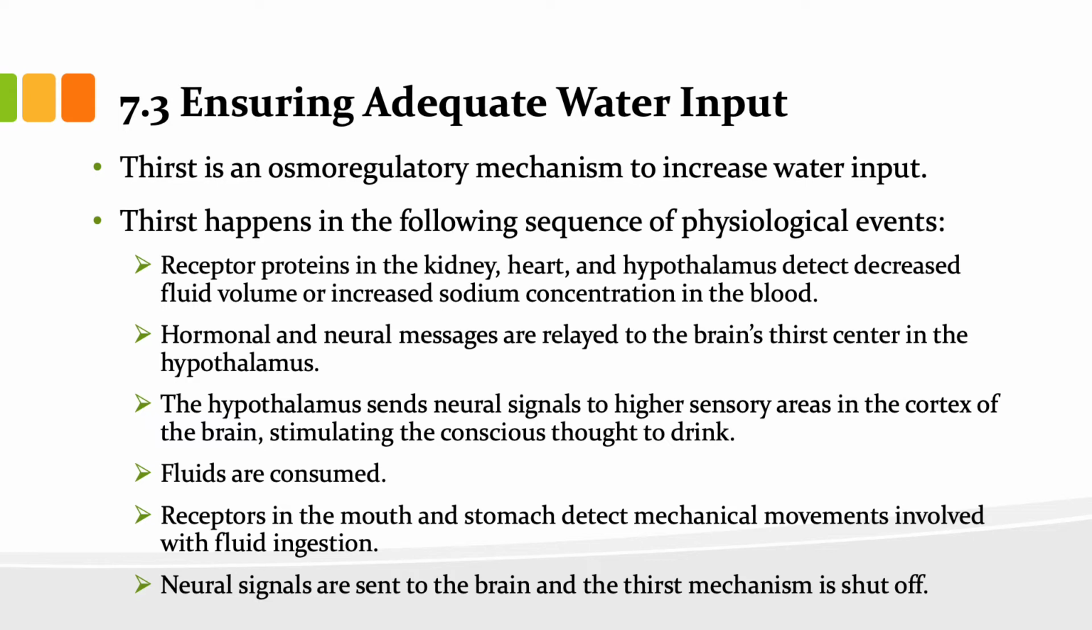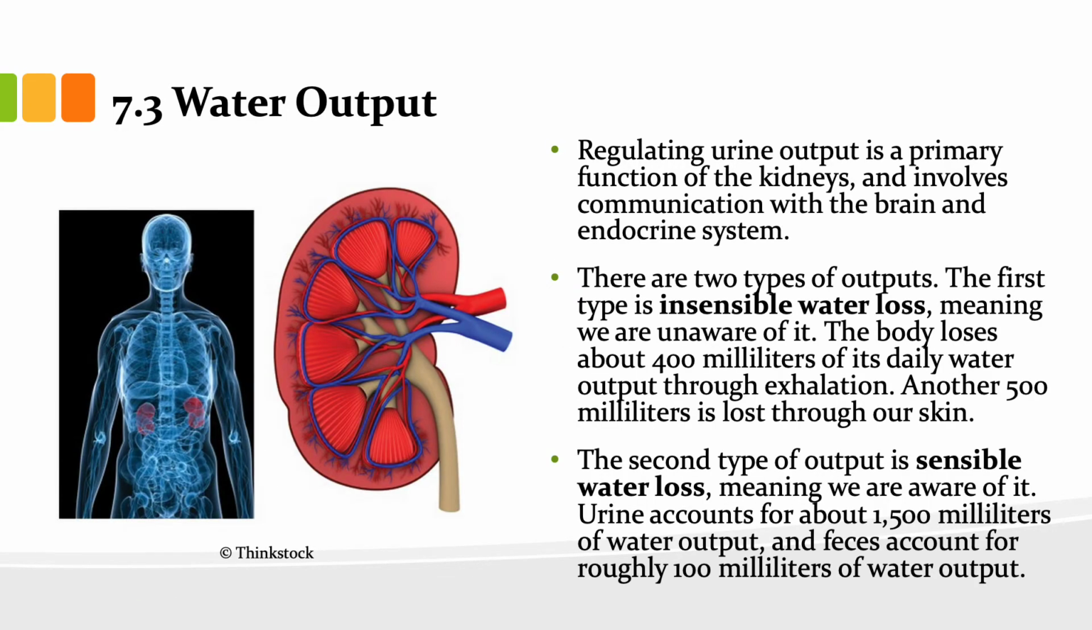Fluids are then consumed. Receptors in the mouth and the stomach will detect mechanical movements involved with the ingestion of fluids. Neural signals will then go to the brain and the thirst mechanism is now shut off. Water output is primarily regulated by the kidneys, and this involves communication with the brain and the endocrine system.